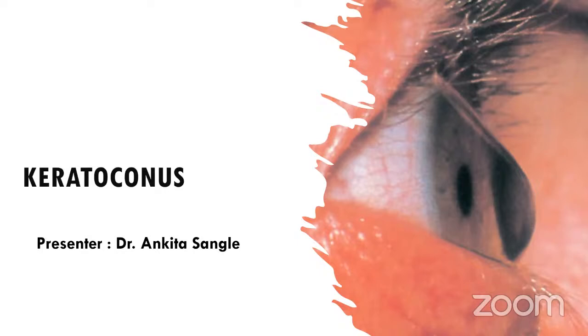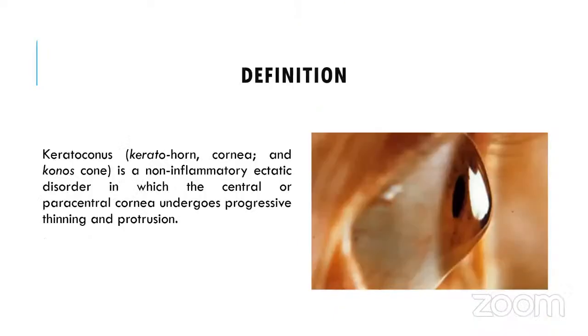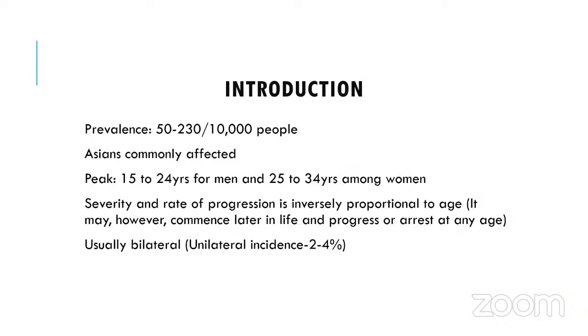Okay. Good morning, everyone. I will be talking about keratoconus today. So keratoconus, kerato is horn or cornea and conus is cone. It is a non-inflammatory ectatic disorder in which the central or paracentral cornea undergoes progressive thinning and protrusion. Prevalence is 50 to 230 cases per 10,000 people.